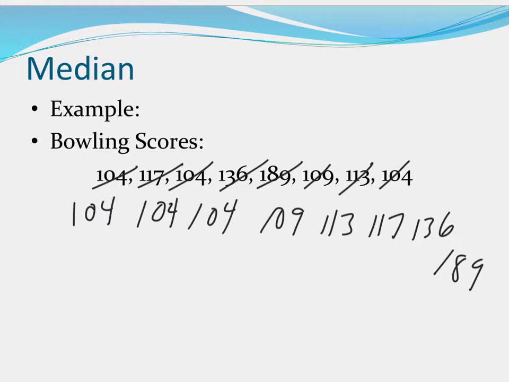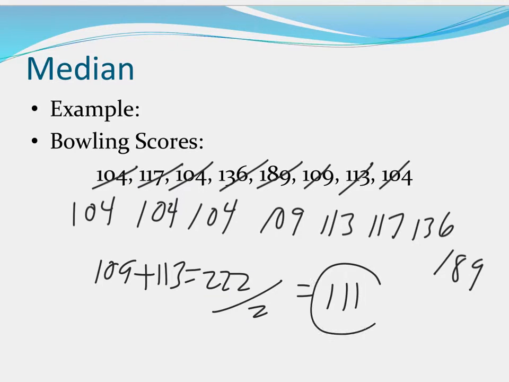Alrighty, so you see here I've listed them in order smallest to biggest, and if a number occurs more than once, you write it that many times. And so the median is the middle number, so there's 8, 1, 2, 3, 4. Well, there's no actual middle number here, right? So I have to take the average of 109 and 113. In order to do that, we add those two middle ones up, 109 plus 113, and get 222. Divide by 2, and I get 111 for my median.